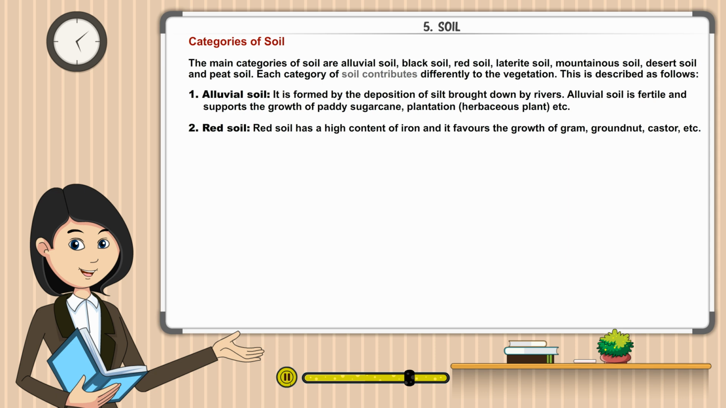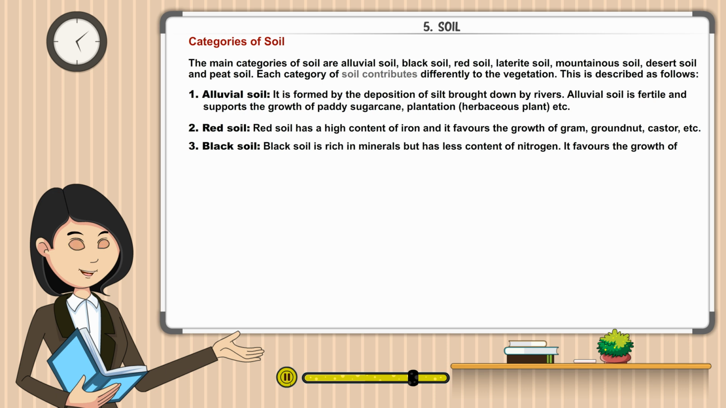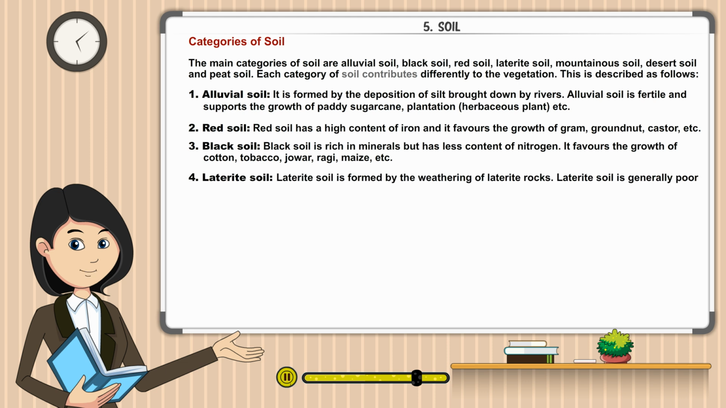Red soil. Red soil has a high content of iron and it favors the growth of gram, groundnut, castor, etc. Black soil. Black soil is rich in minerals but has less content of nitrogen. It favors the growth of cotton, tobacco, jowar, ragi, maize, etc. Laterite soil. Laterite soil is formed by the weathering of laterite rocks. Laterite soil is generally poor on the higher levels and cannot retain moisture. In the plains, however, it consists of heavy loam and clay and can retain moisture.